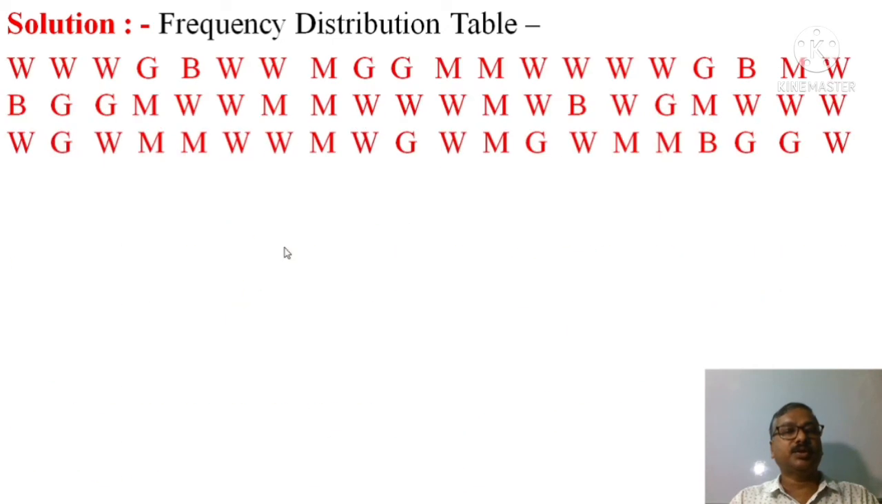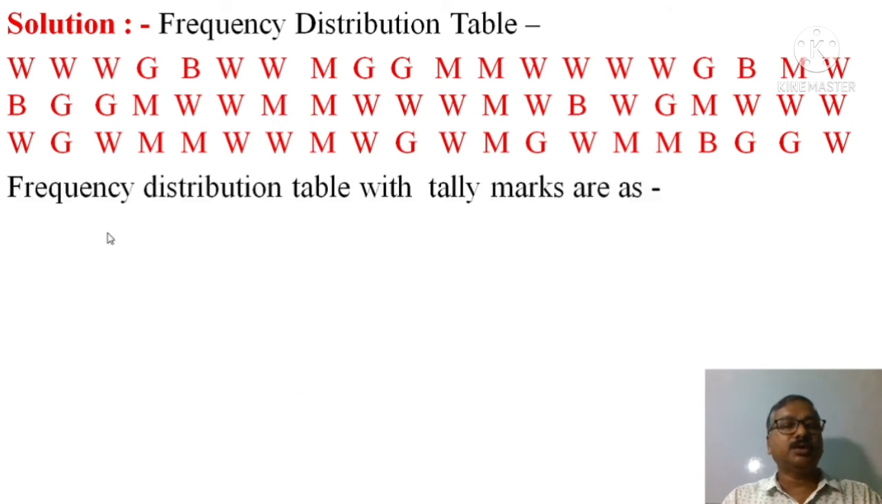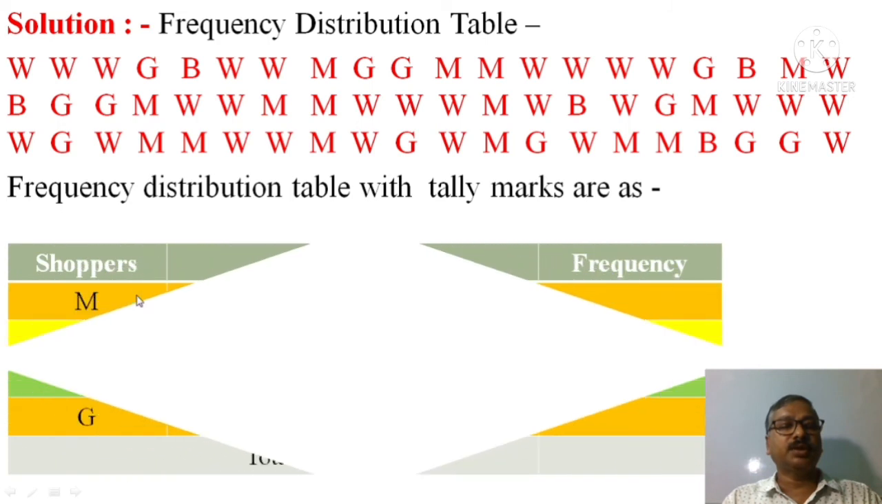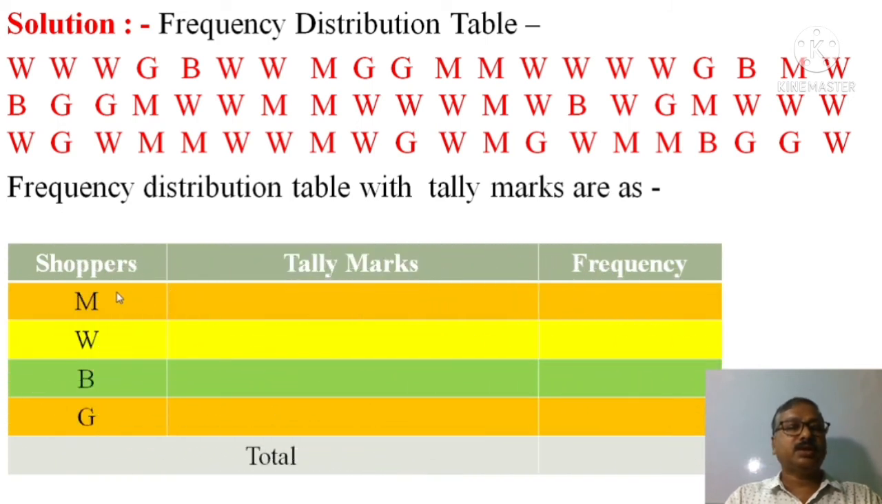Here first is the frequency distribution table, and these are the observations. Total 1, 2, 3, 4, 5, 6, 7, 8, 9, 10, 11, 12, 13, 14, 15, 16, 17, 18, 19, 20, into 3. Total 60 persons are there during 1 hour. These are the distributions W, M, B, G. Now this is the frequency distribution table. This is the table for shoppers. They are divided into 4 categories: men, women, boys and girls.